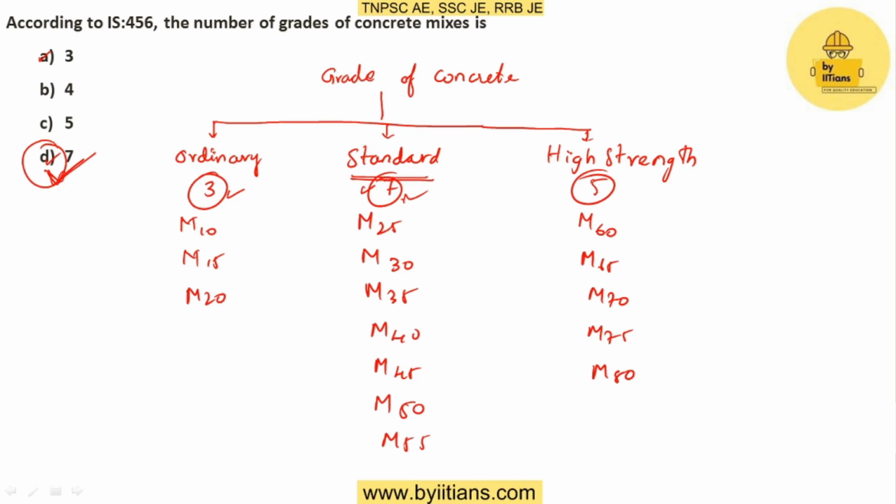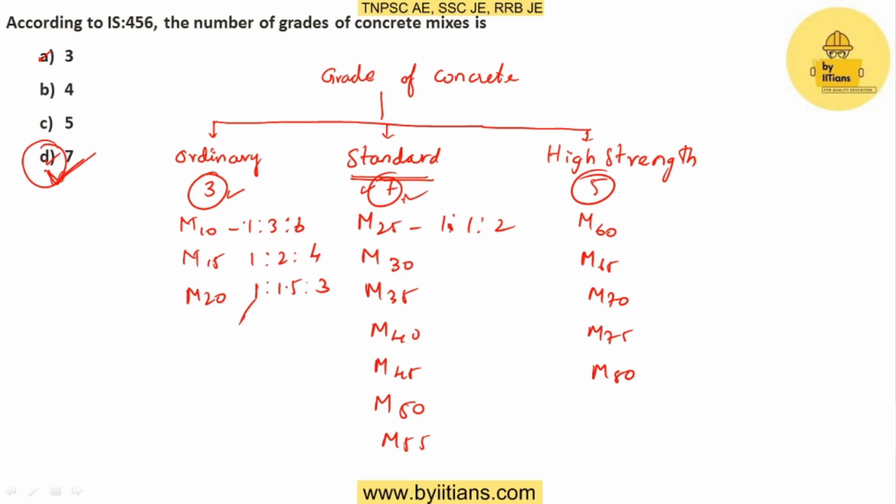answer. Okay, so M10, M15, M20, we have mentioned these. What is the ratio for M10? If you look at it, it will be 1:3:6. M15 will be 1:2:4 and M20 is 1:1.5:3. Then for M25 it will be 1:1.1:2. So you should know these 4 grades.